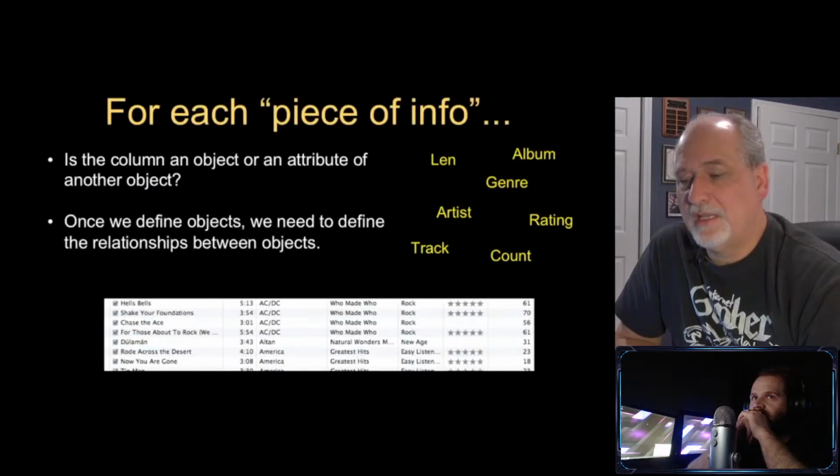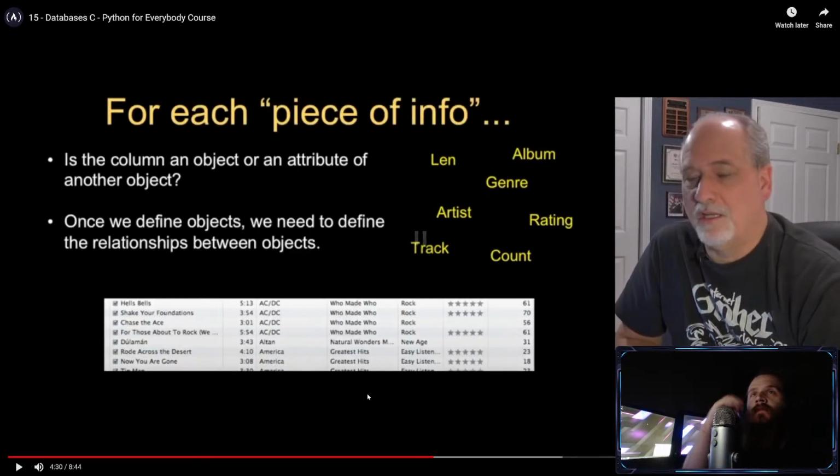And so we're going to take a look at this and look at each of the columns. For each piece of info, is the column an object or an attribute of another object? Once we define objects, we need to define the relationships between objects. Track count, rating, artist, genre, length, album.